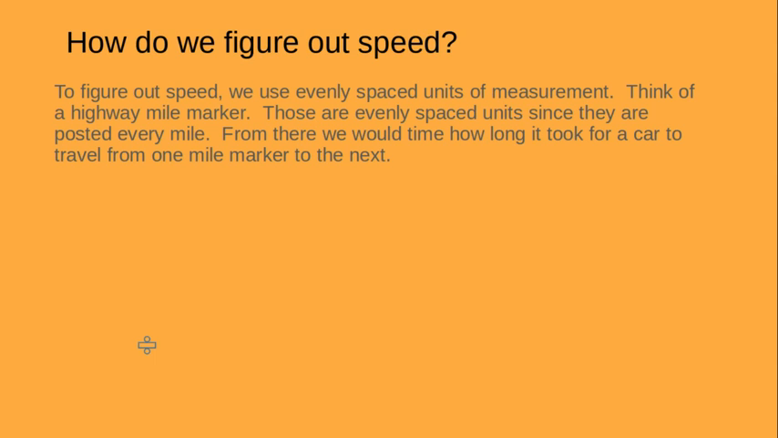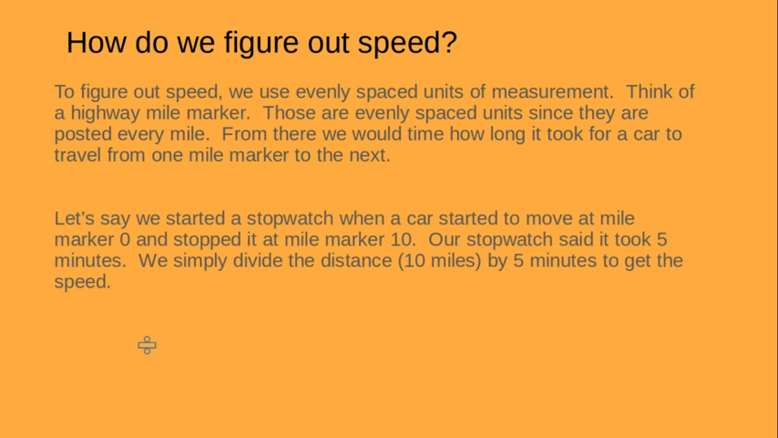To figure out speed, we use evenly spaced units of measurements. Think of a highway mile marker. Those are evenly spaced units since they are posted every single mile. From there, we would time how long it took for a car to go from 1 mile marker to the next. So let's say we started a stopwatch when a car started to move at mile marker 0, and we stopped it at mile marker 10. Our stopwatch said that it took 5 minutes. We're simply going to divide the distance, which is 10 miles, by the time, which is 5 minutes. So 10 miles divided by 5 minutes, and we're driving 2 miles per minute.